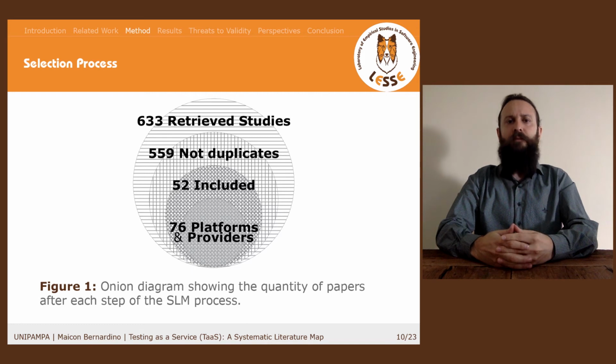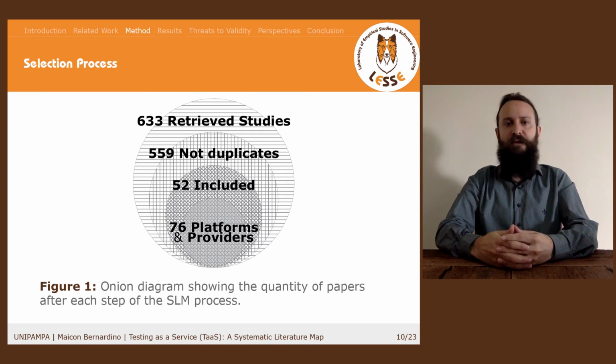Initial selection. The strings are generated using the selected terms and synonyms and were run in the selected databases, resulting in 633 studies. Removal of duplicates. After filtering out duplicated entries, this reduced the number of results to 559. After separately applying inclusion and exclusion criteria, the number of results was reduced to 52 papers.